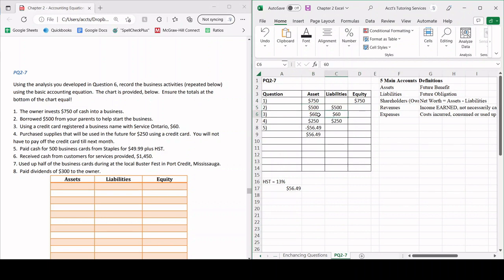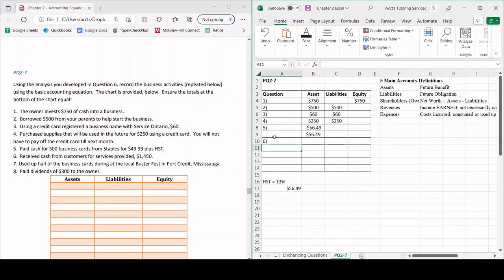60 equals 60 plus 0. 250 equals 250 plus 0. In this case, it balances each other out. 0 equals 0 plus 0. Once again, the accounting equation must always balance.